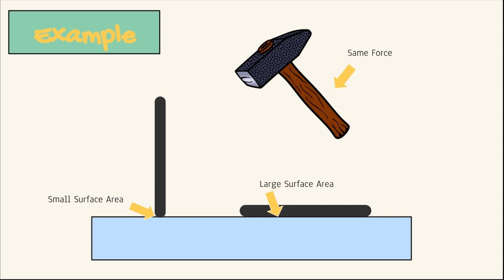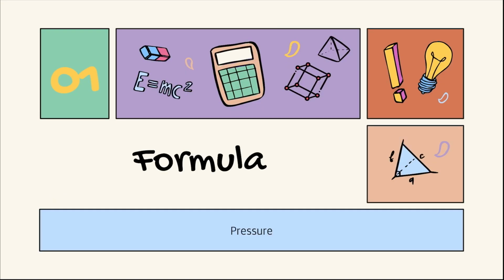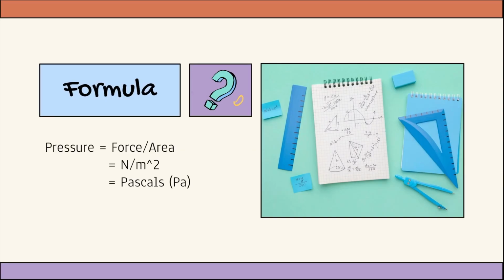But before I can tell you the answer, let's look at the formula of pressure. The formula of pressure is force divided by area, which is also newtons divided by meter squared. The unit of pressure is pascals, Pa. So now that we know the formula, let's look back at our example.